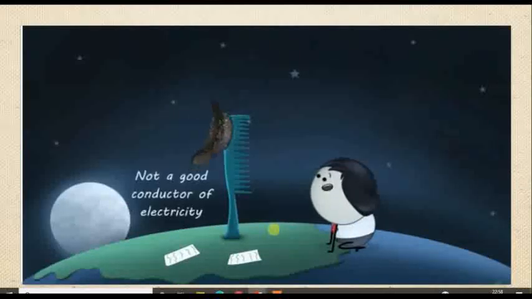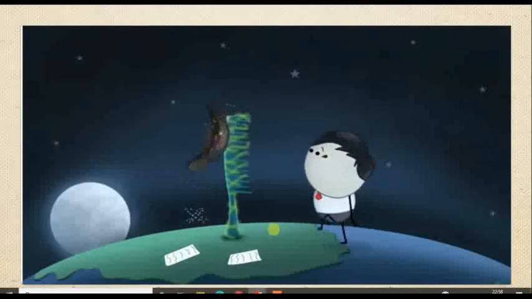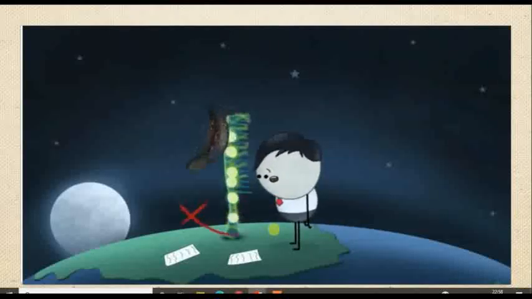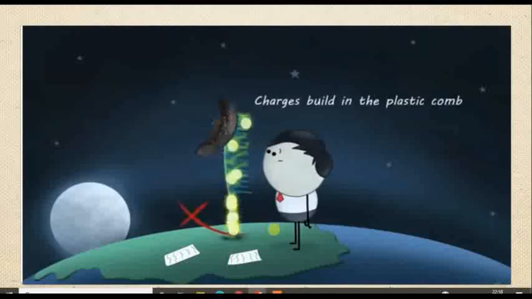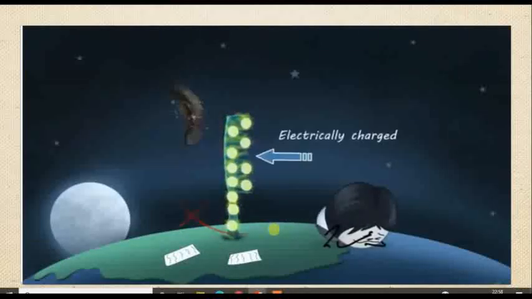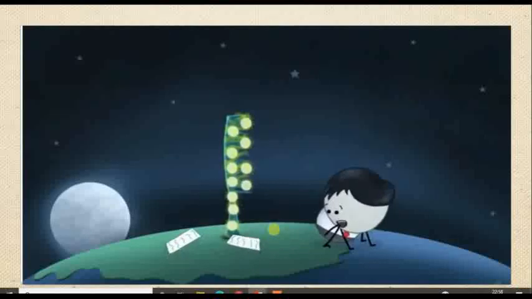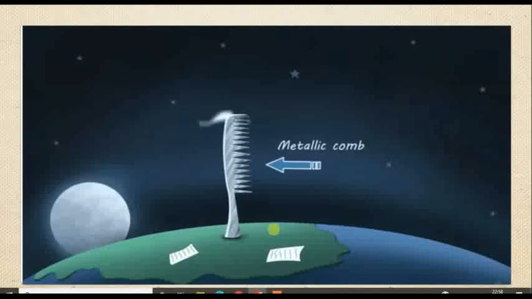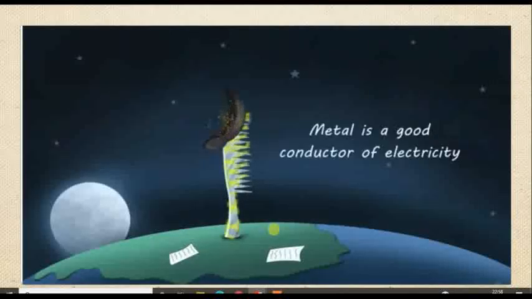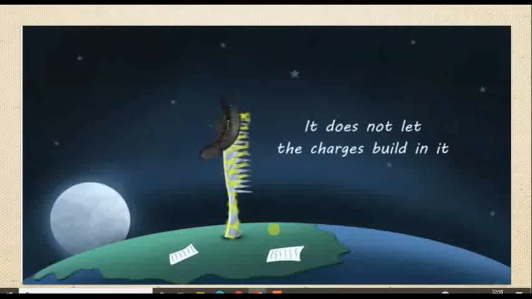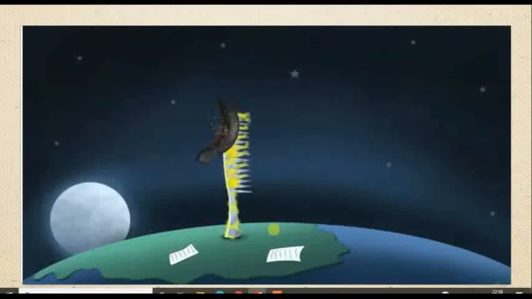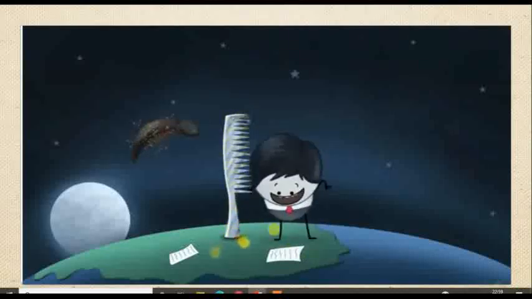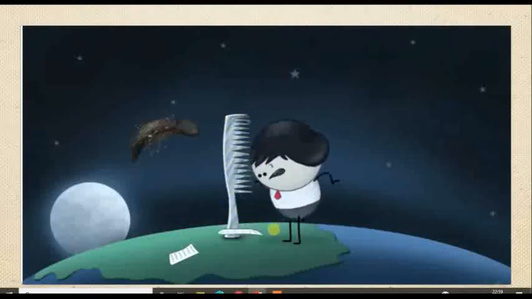It is because plastic is not a good conductor of electricity. It does not allow the electric charges to flow through it onto the earth. As a result, the charges build in the plastic comb, making it electrically charged and enabling it to attract the pieces of paper. However, metal is a good conductor of electricity. It does not let the charges build in it. It allows the electric charges to flow through it onto the earth, thus not allowing the metallic comb to get electrically charged. As a result, the metallic comb does not attract the pieces of paper.